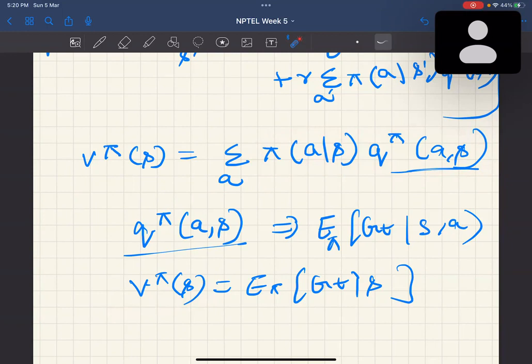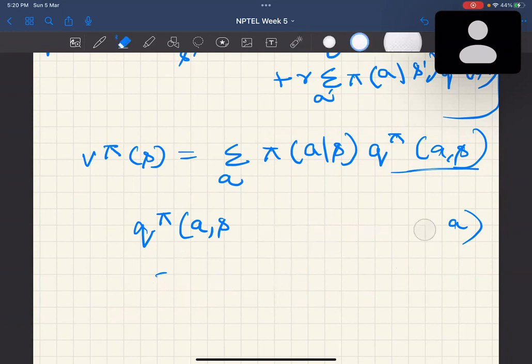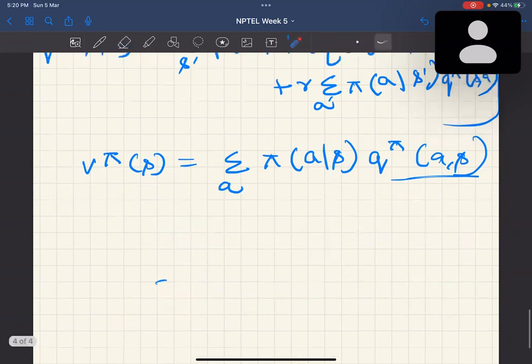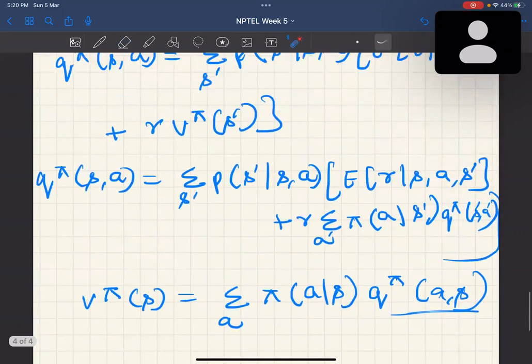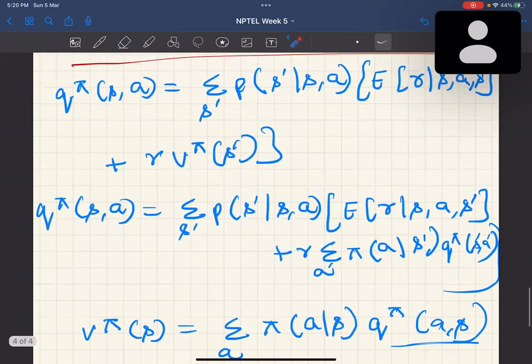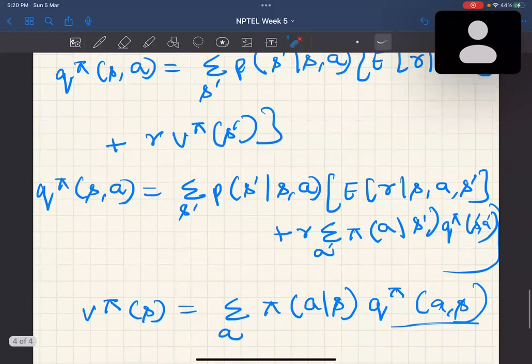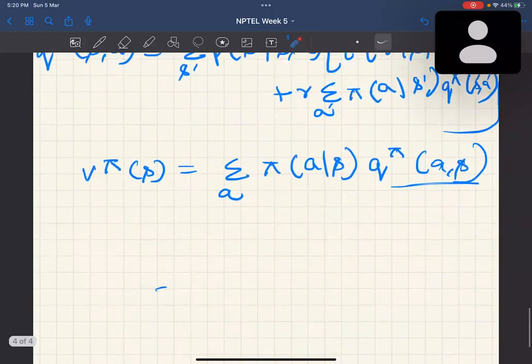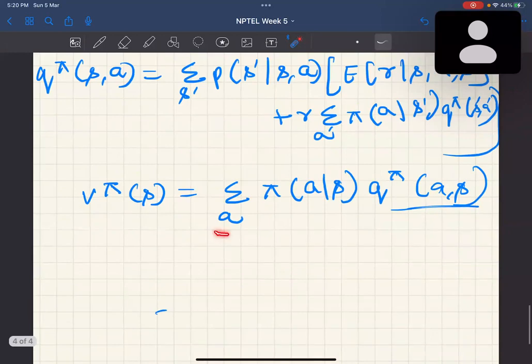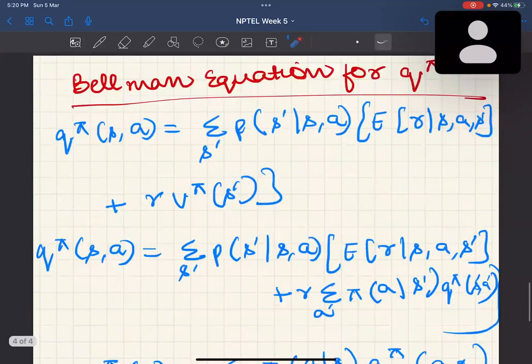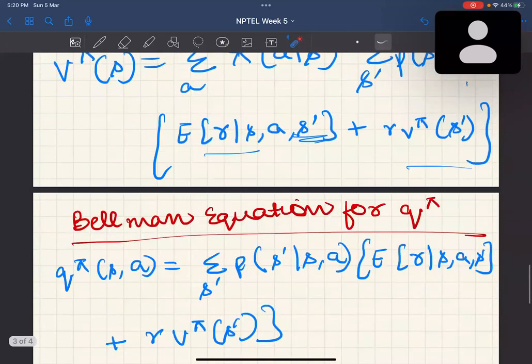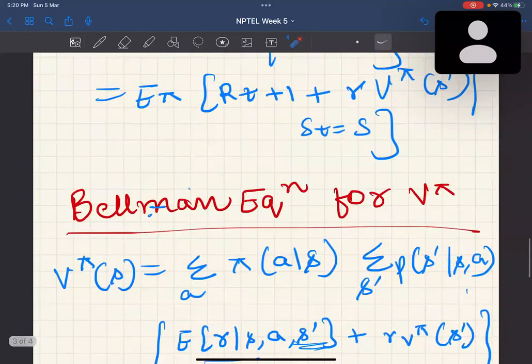Yes. You got it? Got it. So that is what I have written here. In the place of V pi of S, I have written again this same thing which I explained here. This is my Bellman equation for Q pi. This is my Bellman equation for V pi. Proceeding further.